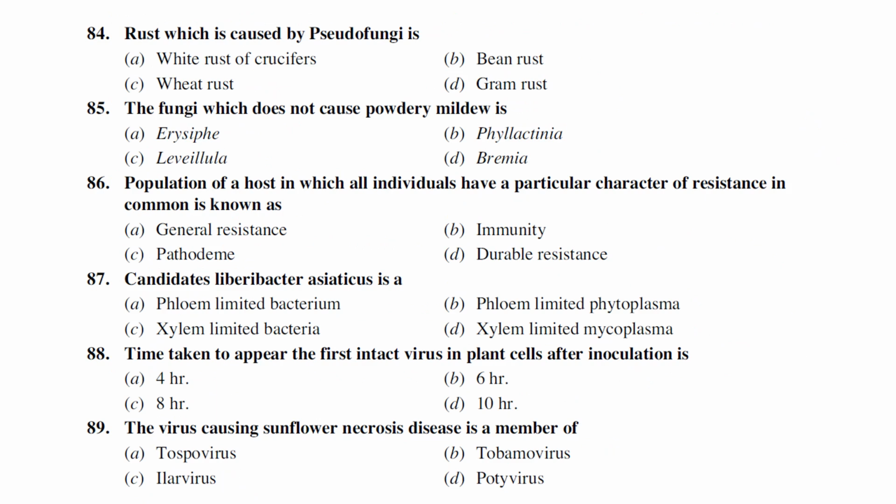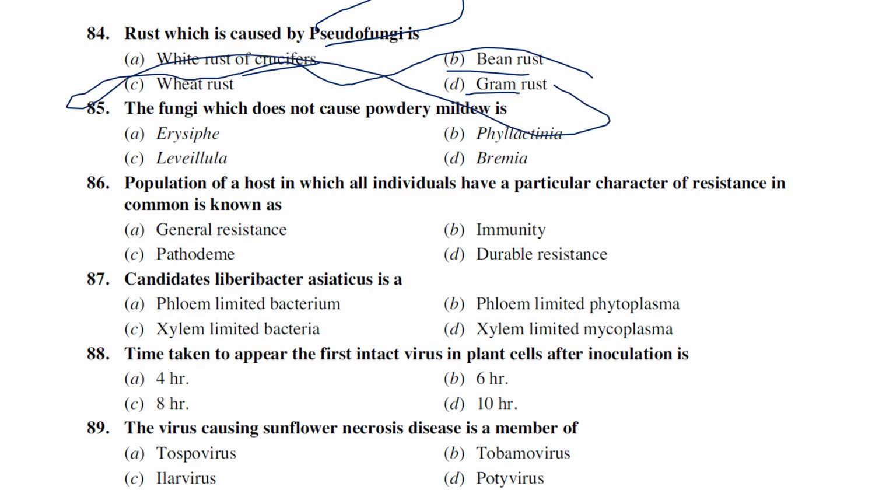Rust which is caused by pseudo fungi. I repeat once again, rust which is caused by pseudo fungi: white rust of crucifers, bean rust, wheat rust, gram rust. Bean rust, wheat rust, and gram rust are true rusts, caused by Puccinia species or other rust species like Uromyces. Bean rust is caused by Uromyces appendiculatus, right? This white rust of crucifers is not a true rust but a pseudo rust, caused by Albugo candida or Albugo bliti, right? So the answer is white rust of crucifers.